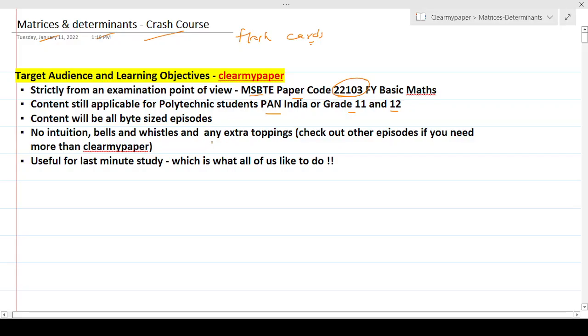And this is not going to have any intuition on why and what, or where it came from. It's just going to focus on how you should remember the formula, help you memorize it, help you rote learn it, however you want to call it. So no extra toppings, no bells and whistles. This is going to be straight up. The focus is going to be just on your exam and clearing the paper.